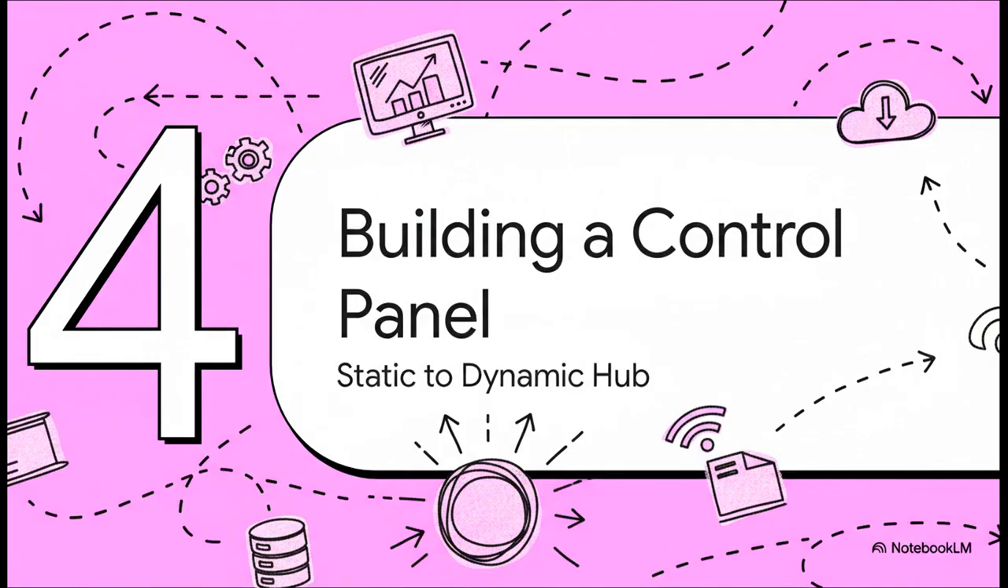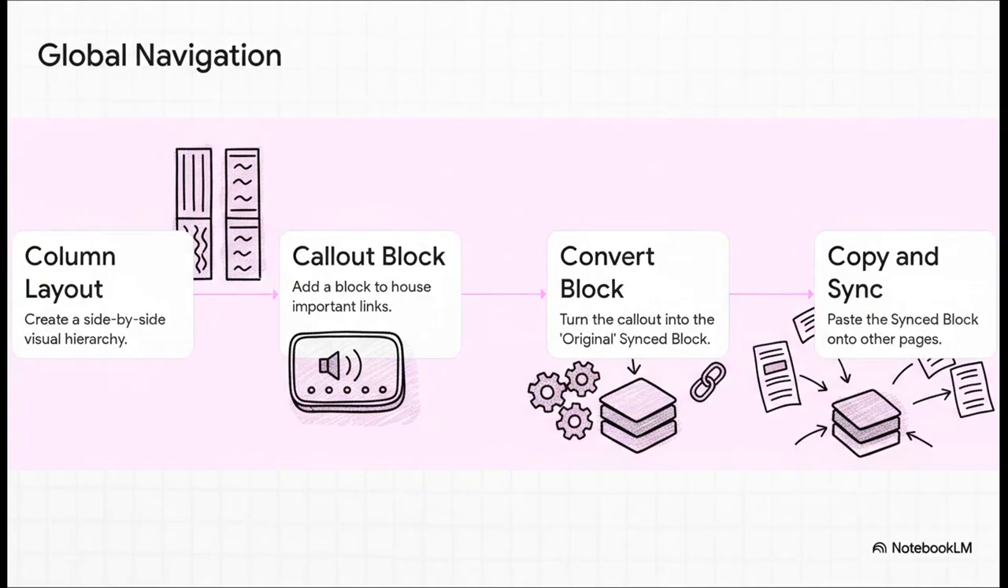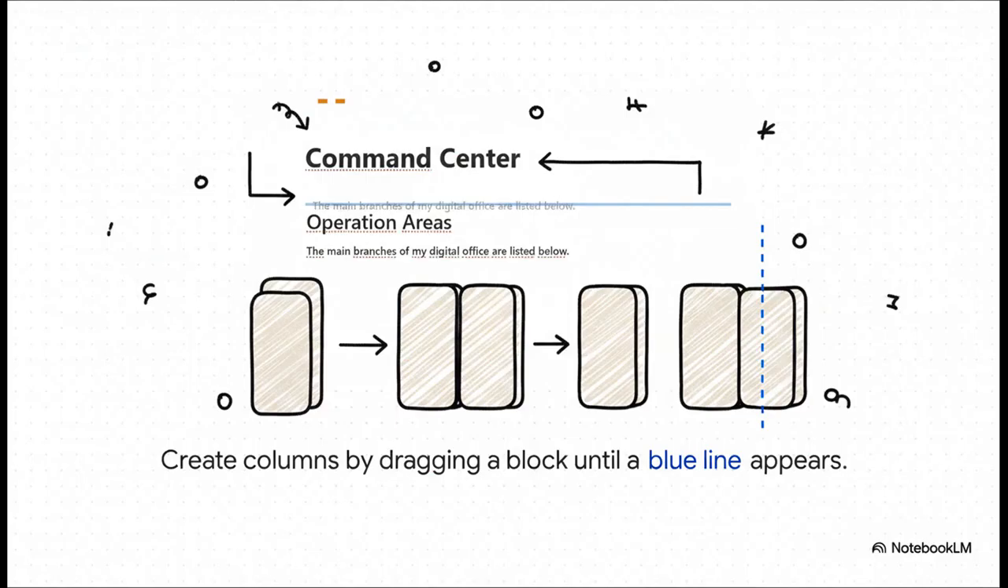Okay, so now that we get the principle, let's put it to work. We're going to transform our static command center into a truly dynamic hub, a real control panel for our entire workspace. Here's our simple 4-step plan. First, we're going to create a better visual layout using columns. Then, we'll use a callout block to hold all of our navigation links. After that, we convert that whole section into a synced block. And finally, we just copy and paste it across our other pages. Easy.